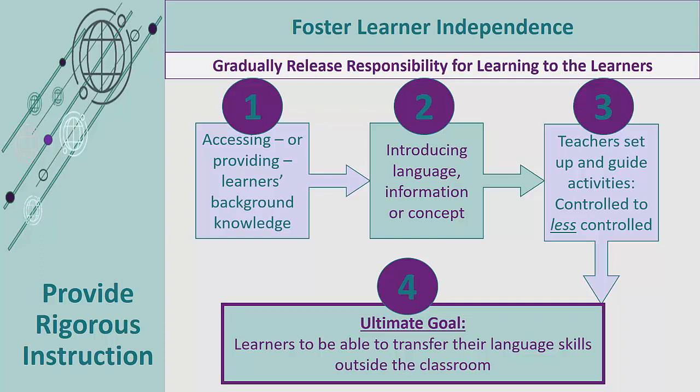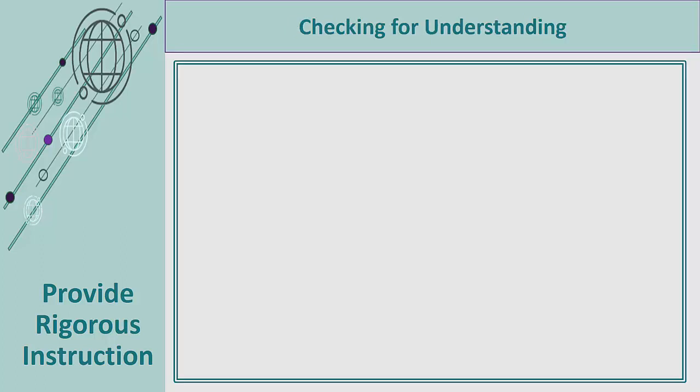And the ultimate goal is for learners to be able to transfer their language skills to outside of the classroom. So a culminating activity such as a role play, presentation, or written piece that approximates a real-life situation allows both teacher and student to feel confident in the student's ability to do so.